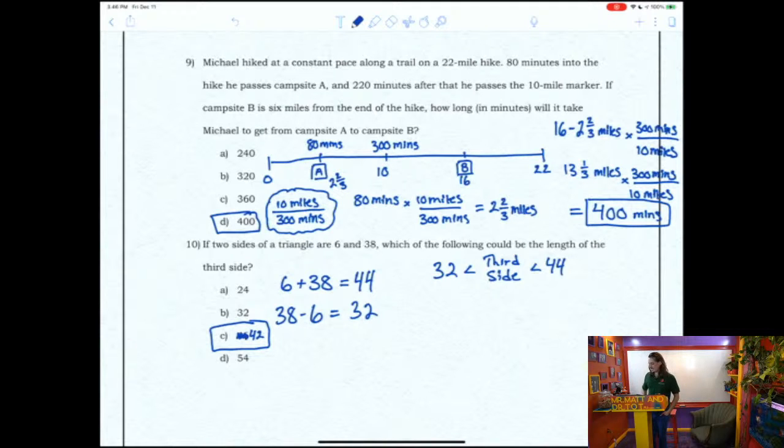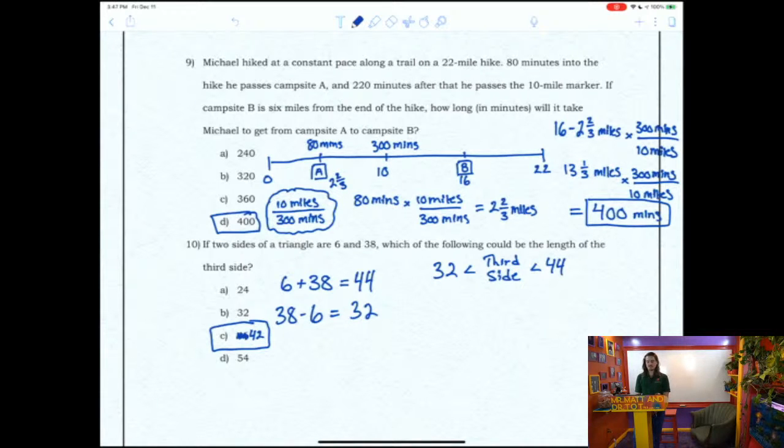For 10, I apologize, I had to change one of the answer selections to make this work. So if two sides of a triangle are 6 and 38, then the sum of the two side lengths is going to describe the upper bound of the possible third side length. The difference of the two sides is going to describe the lower bound. So 6 plus 38 is going to be 44.